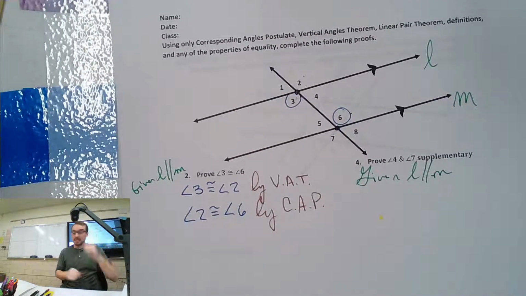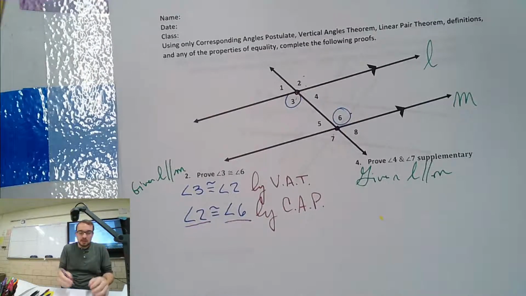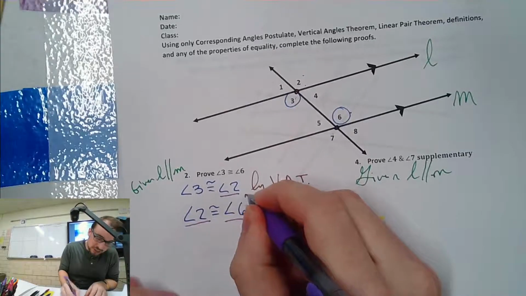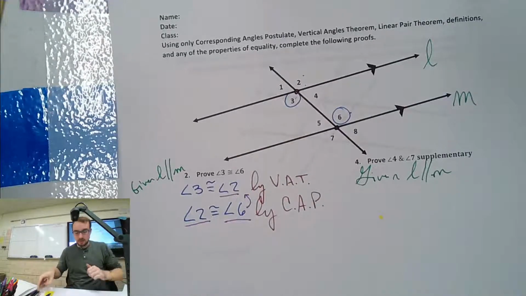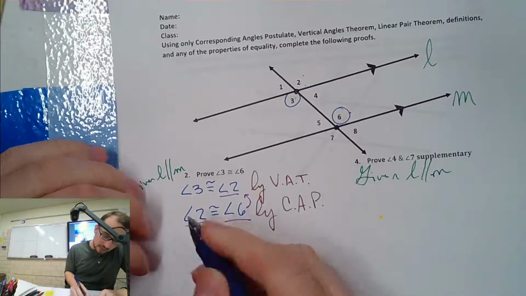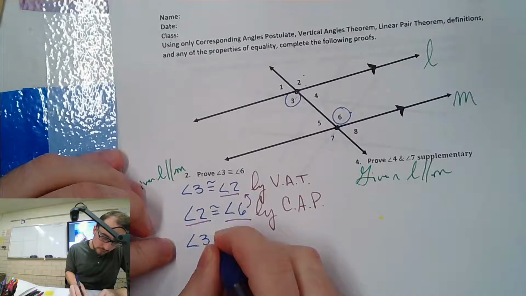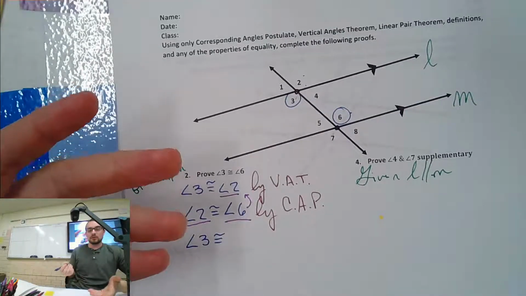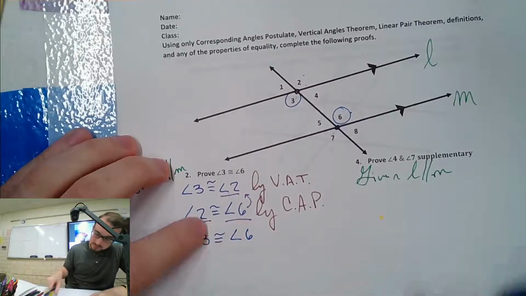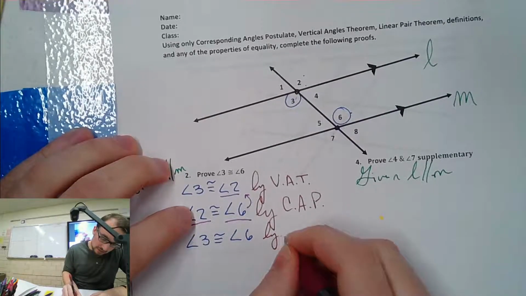Great. So now you'll notice that 2 and 6 are the same thing. That's what congruent means. So we can substitute them. We can switch the 6 for the 2. The old switcheroo. Substitution. So angle 3 is congruent to angle 2, but instead of writing angle 2, we can write its twin brother, angle 6, by substitution.